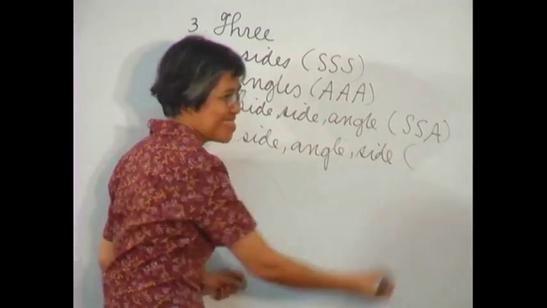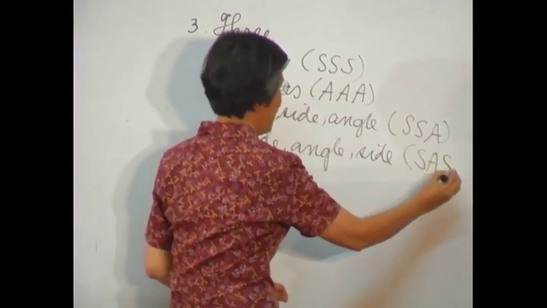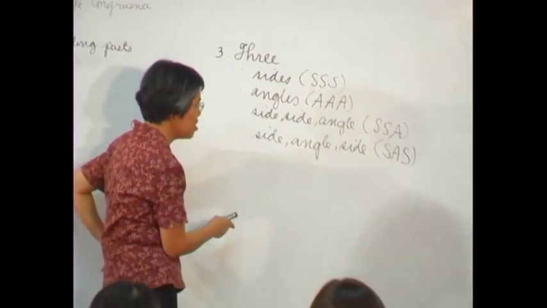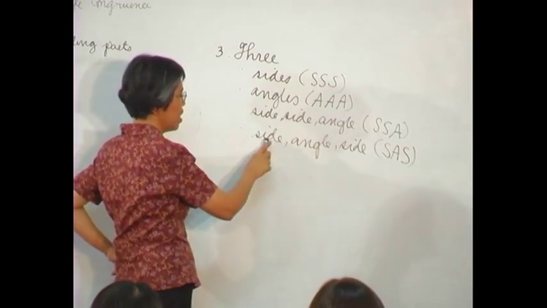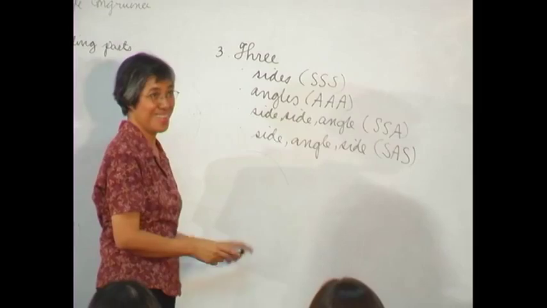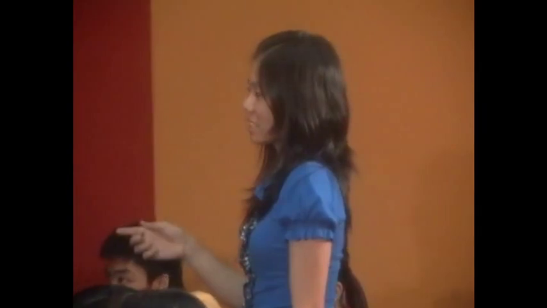And what's our symbol for that? SAS. Okay. My concern is, are these two just the same? Side, side, angle. I also have 2 sides here and 1 angle. Or are they different? Yes, because in side, side, angle, the angle that we are referring to is the excluded angle, while in side, angle, side it is the included angle between the two sides.